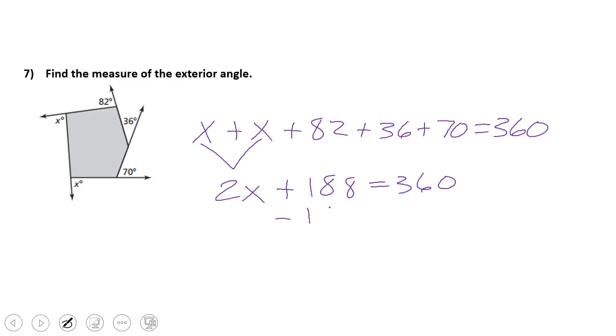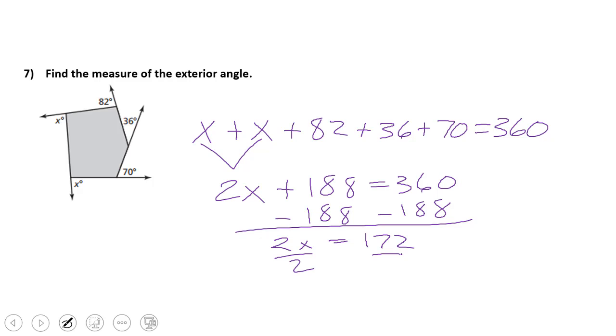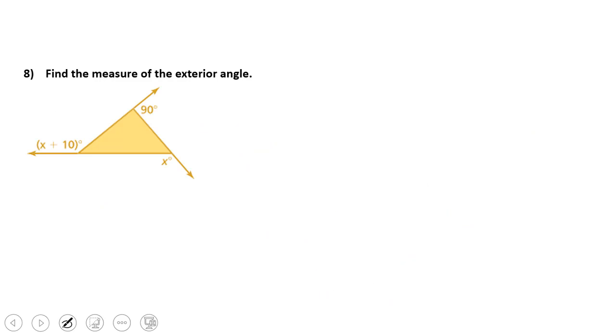So we're going to subtract the 188, and we get 2x is equal to 172. And when we divide by 2, x is equal to 86 degrees. So since both of these are x, we know that each one of them is the same 86 degrees for each one of those angles. Moving right along to our next example. Find the measure of the exterior angle.